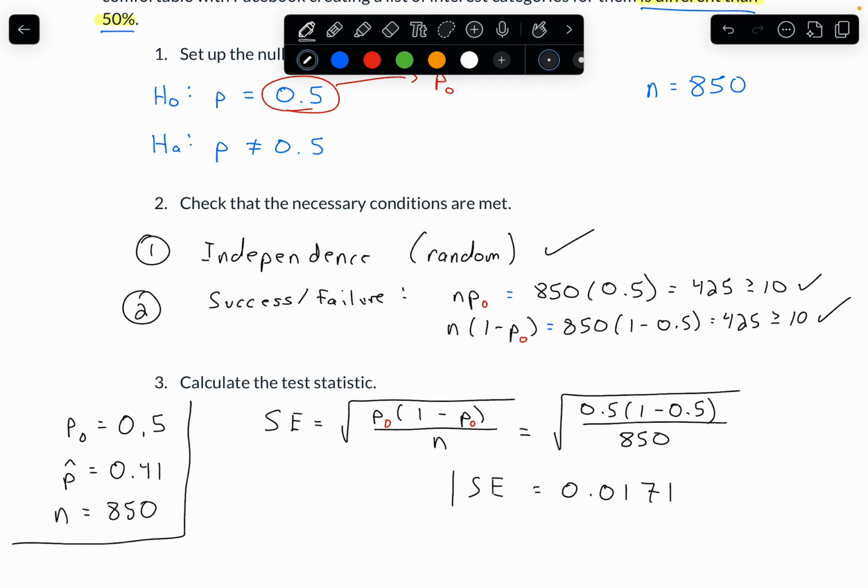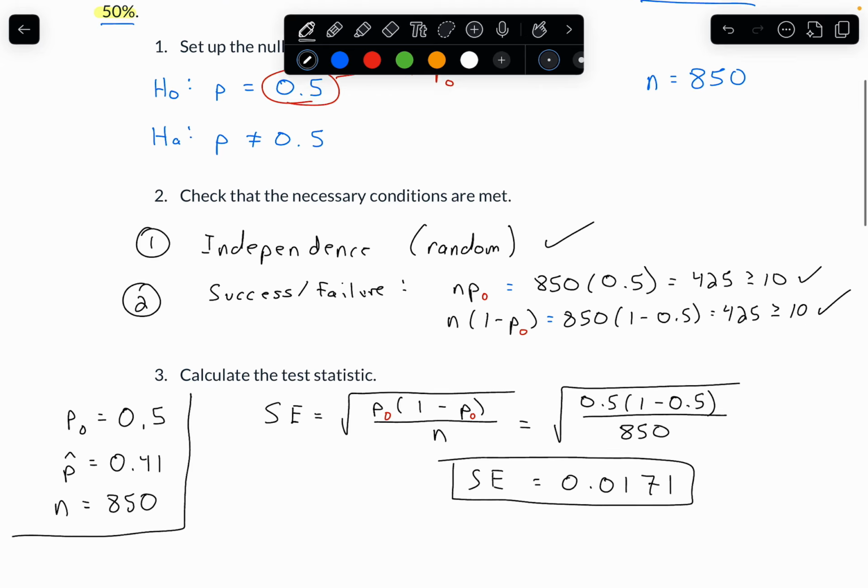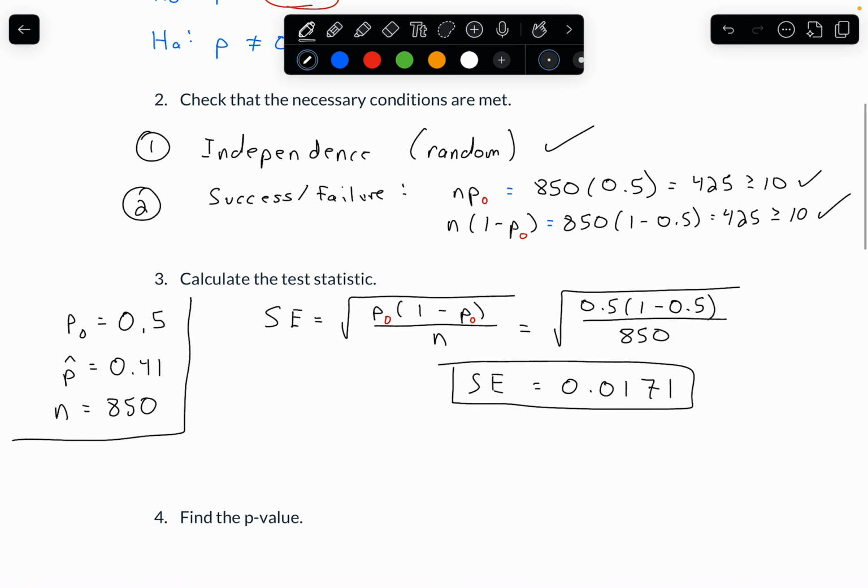I want to have that number first before we jump into the actual test statistic, because I'm going to need the standard error to find the test statistic. So we've got standard error, excellent. Now we're ready to find our test statistic. So let's do that in a different color. Our test statistic is going to be a z-score. When we're working with proportions, our test statistic is always a z-score.